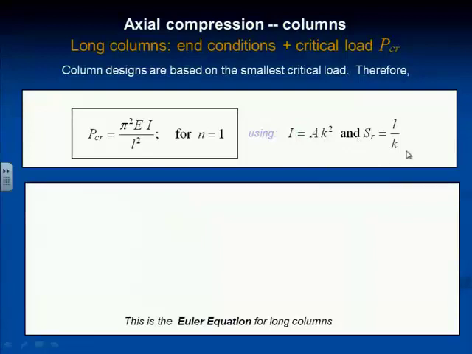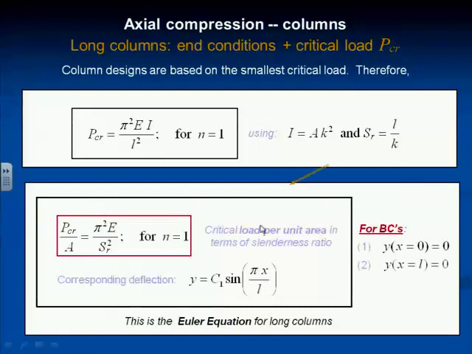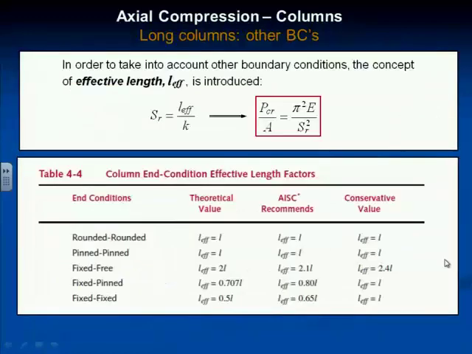I is A k squared, where k is the radius of gyration, and SR is, as you saw earlier, L over k. So this is what's called the critical load per unit area, and the boundary conditions are, as you saw, pinned or rounded. So that's sort of the standard. Euler was around a long time ago, right? You've seen that name before. Centuries ago, he figured this out.